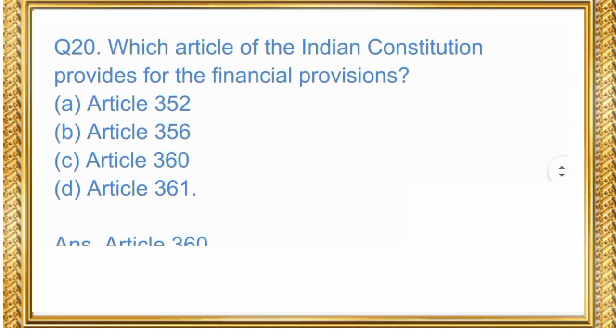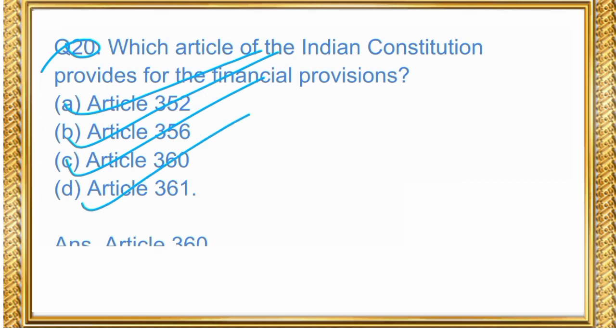Next question is question number 20, asking that which article of the Indian Constitution provides for the financial provision. Option A is given Article 352, and B is given Article 356, and C is given Article 360, and option D is given Article 361. And correct option is C, Article 360. Finish here.